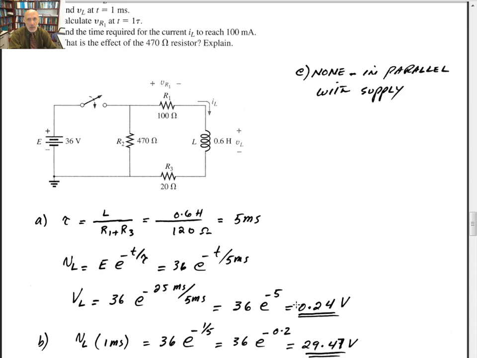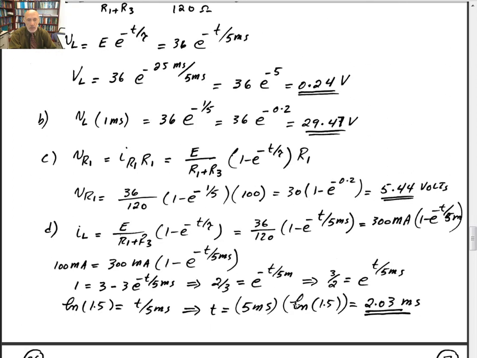Part D of the problem says find the time required for the current I of L to reach 100 milliamps. So this is the current for I of L, which is 36 divided by 120. That gives you 300 milliamps, times 1 minus e to the minus t divided by 5 milliseconds time constant. At 100 milliamps, just plug it into the equation. 100 milliamps has to be equal to 300 milliamps times 1 minus e to the minus t divided by 5 milliseconds. The milliamps will cancel out. That gives you 1 divided by 3.